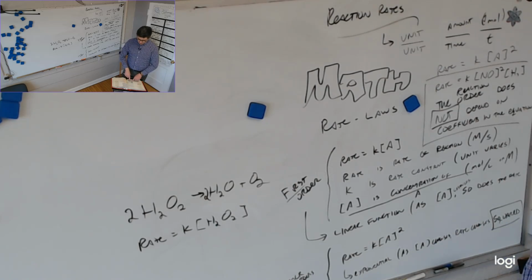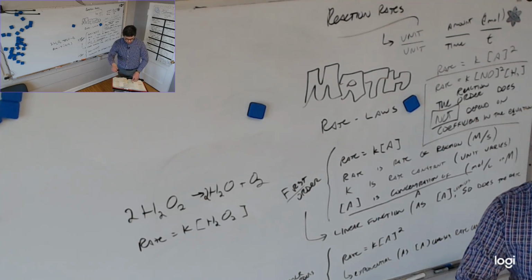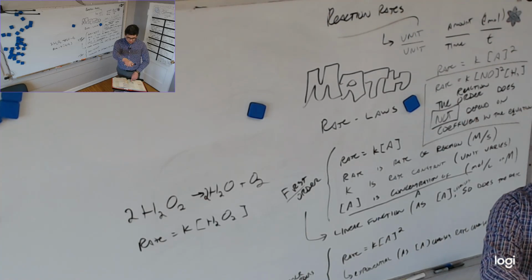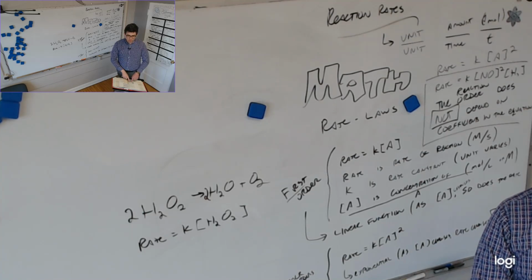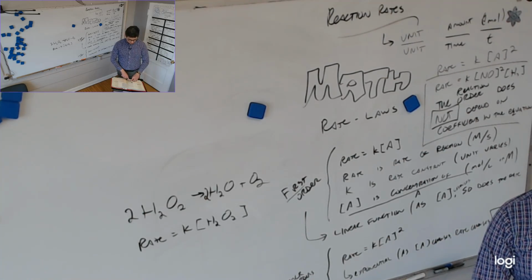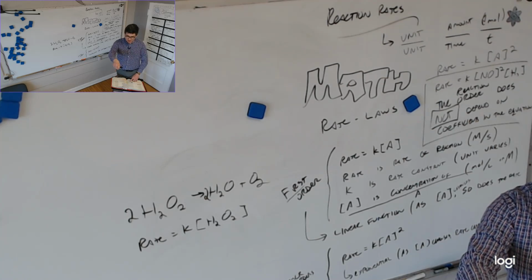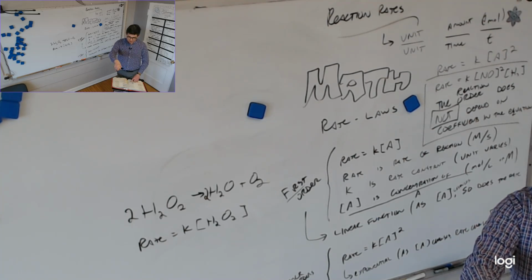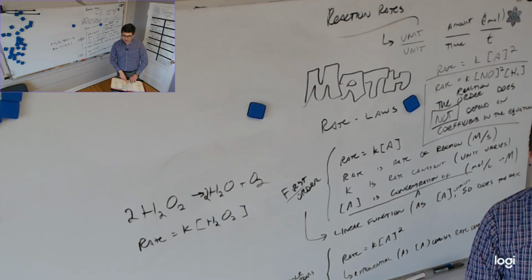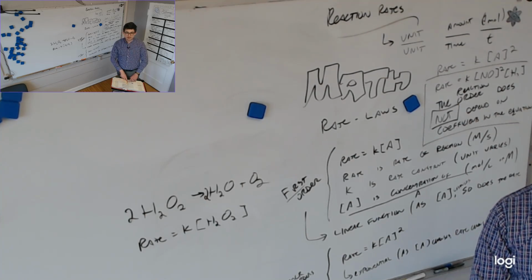So you use data like this. From 2 to 3, the concentration of A didn't change, but the concentration of B changed. We can't change two variables at once. So from 2 to 3, B doubled, right? What happened to the rate? It quadrupled. So what order is it for B? Second order.